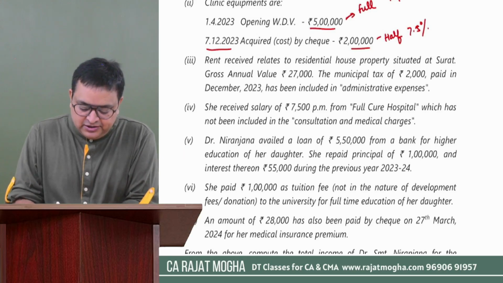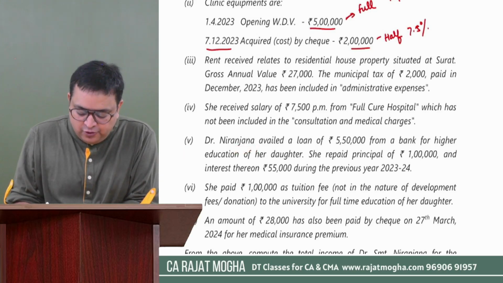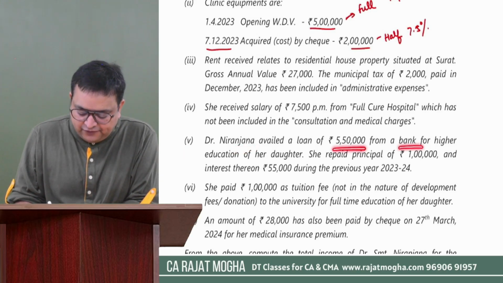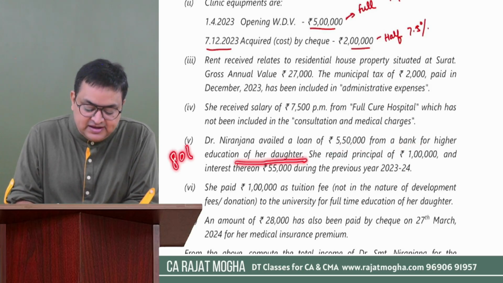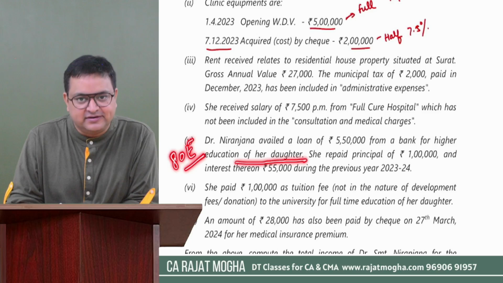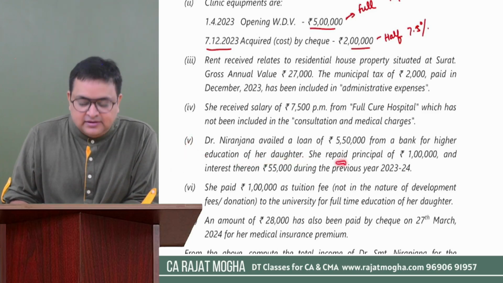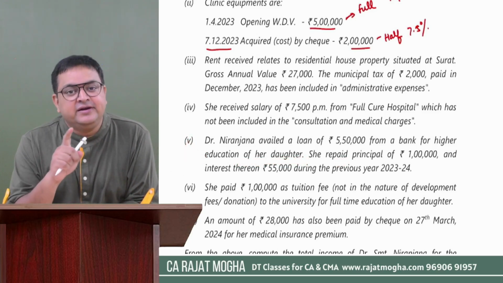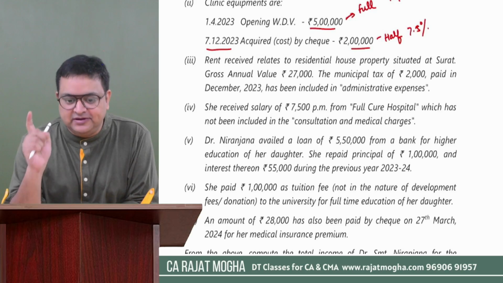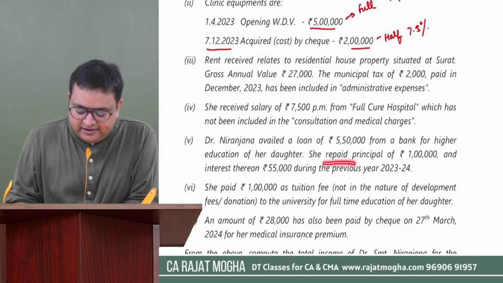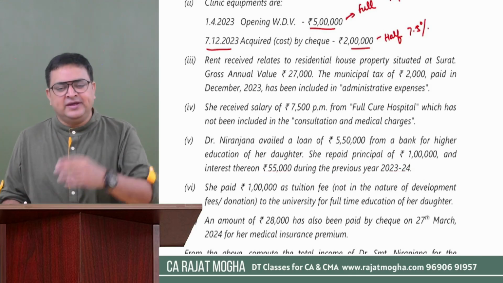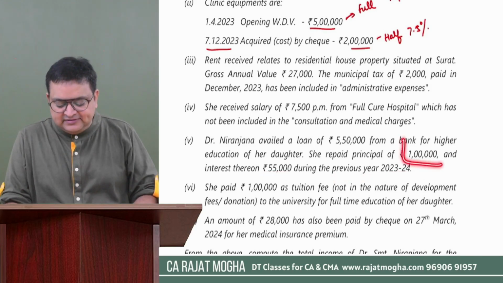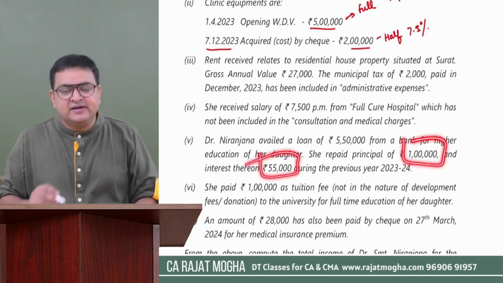Fifth point. Dr. Niranjana availed a loan of 550 from a bank for higher education of her daughter. Okay, they are referring to section 80E, education loan interest. But 80E is not available under default. It is available only under optional scheme. She repaid principal of rupees 1 lakh and the interest of 55,000 during the previous year 23-24. So in our year, she has repaid 1 lakh as the principal amount and 55,000 as the interest amount.